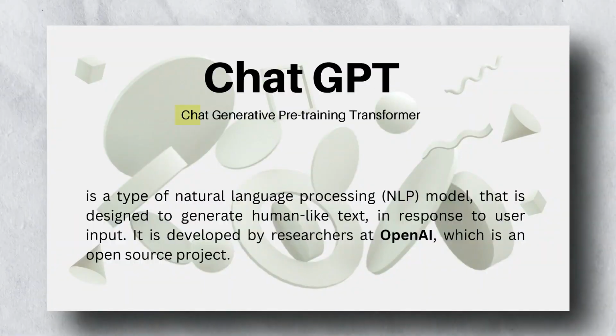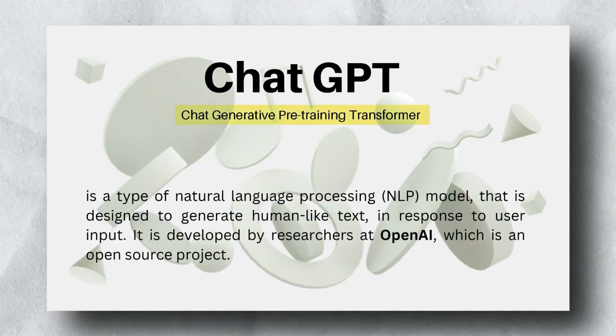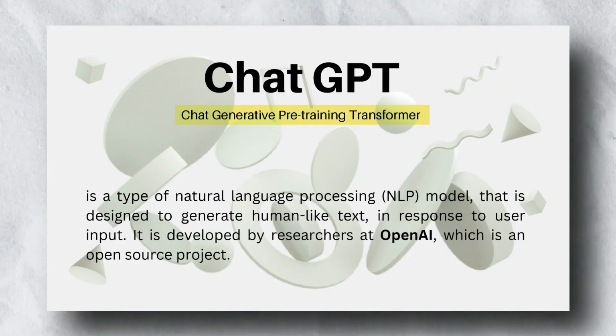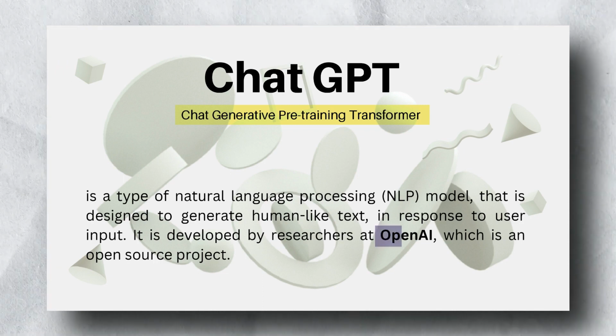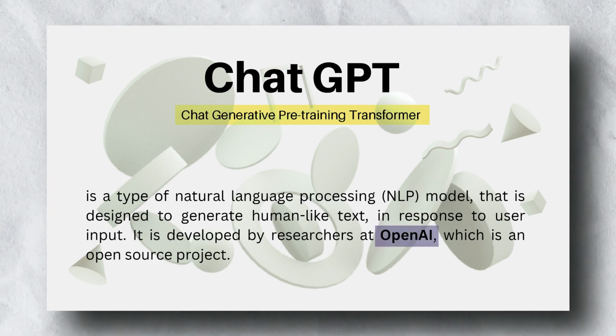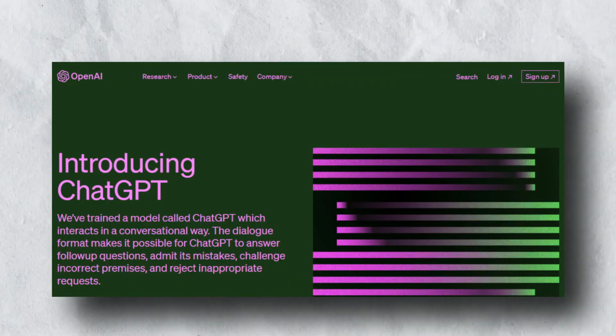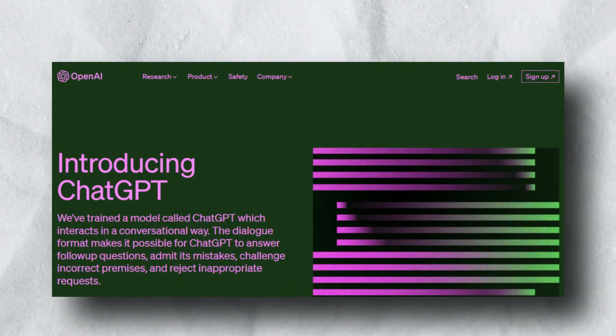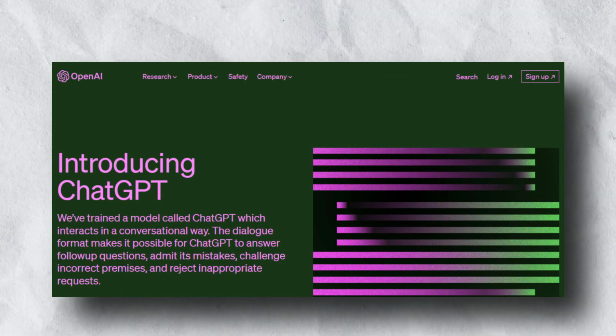ChatGPT, which stands for Chat Generative Pre-Training Transformer, is a type of natural language processing (NLP) model that is designed to generate human-like text in response to user input. It is developed by researchers at OpenAI, which is an open-source project. GPT models use a combination of machine learning techniques, including deep learning, to learn from large datasets of text and generate new text that is similar in style and content to the input data.